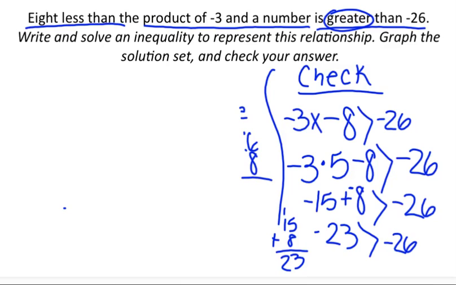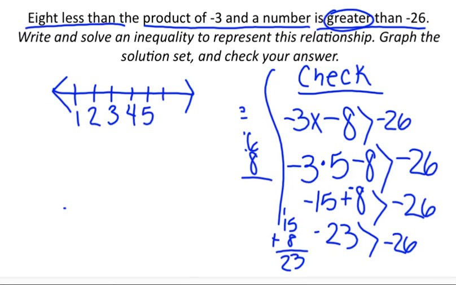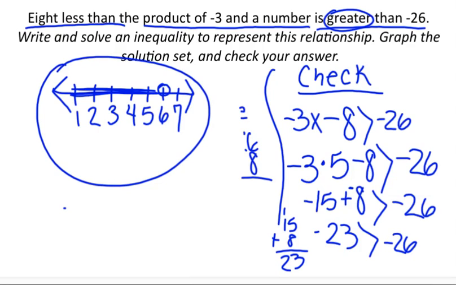And to graph this on the number line, you would number it from 1 to around 7. And you would do an open circle on 6 and shade in what's less than 6. And this is how you graph it on a number line.